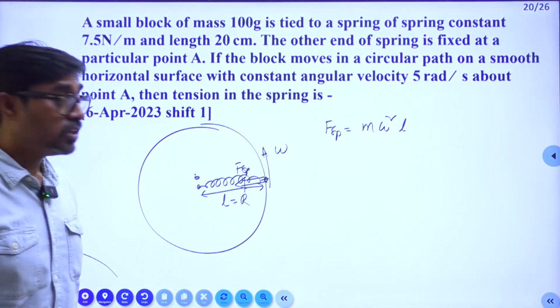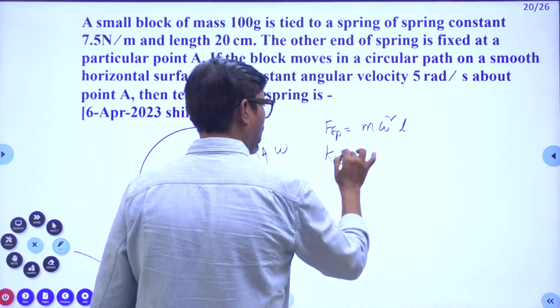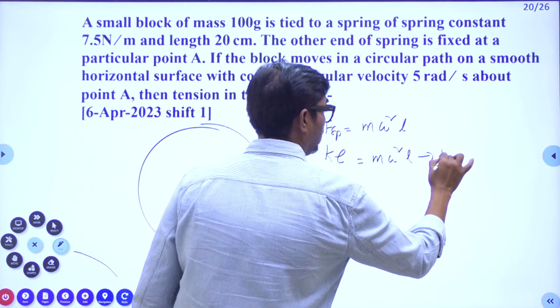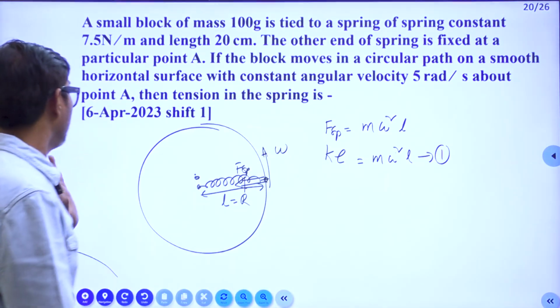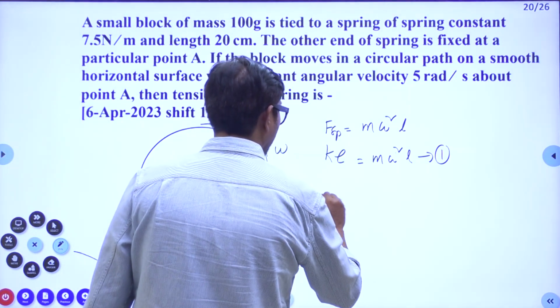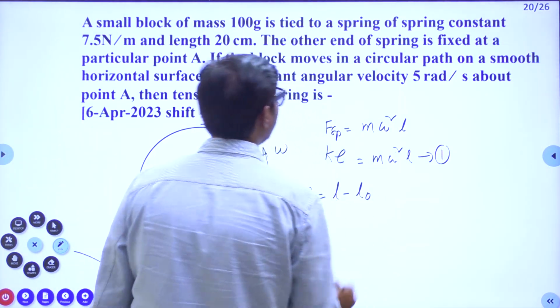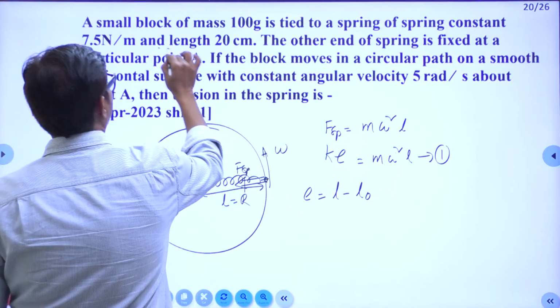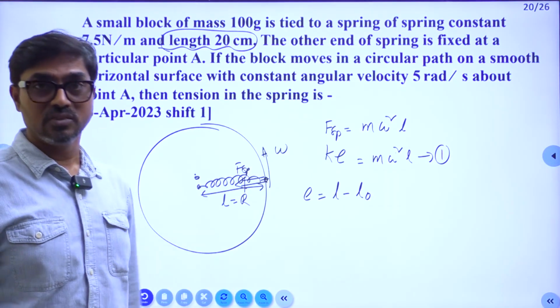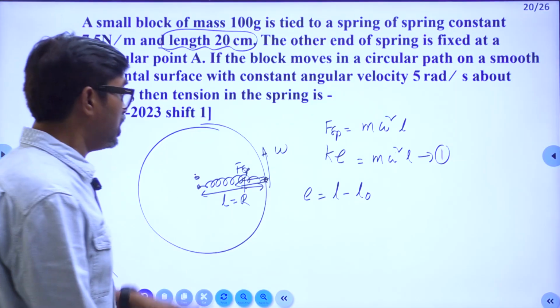But what is spring force? Spring force is basically K into elongation, and that is equal to m omega square L. This is one equation. Very good. But what is elongation? Elongation is L minus natural length. The length they gave, 20 centimeters, is the natural length. The stretched length is not 20. It will be more than that. That we need to calculate.